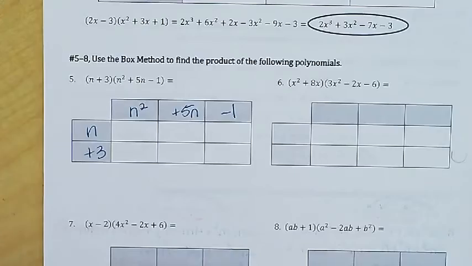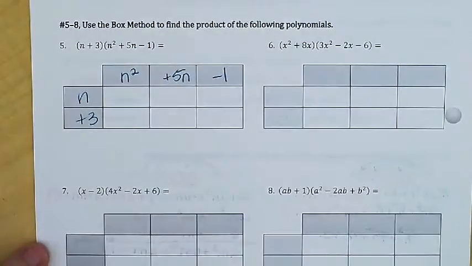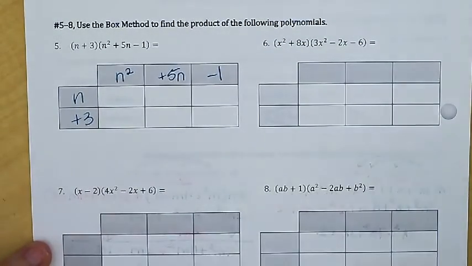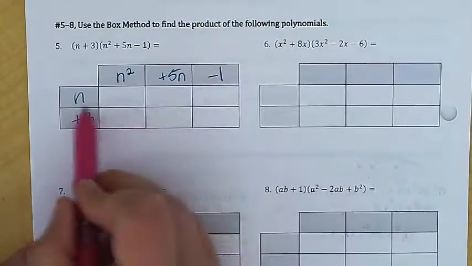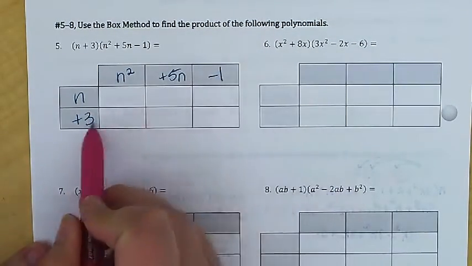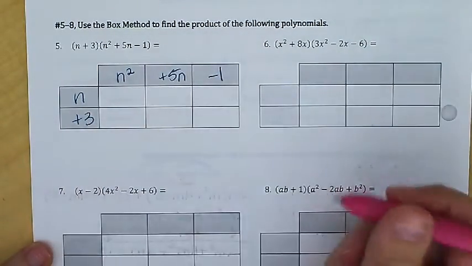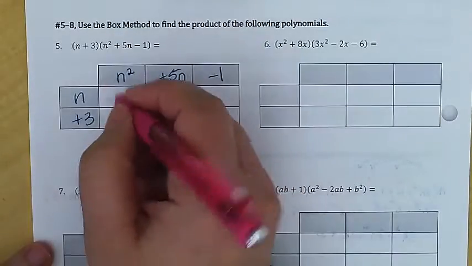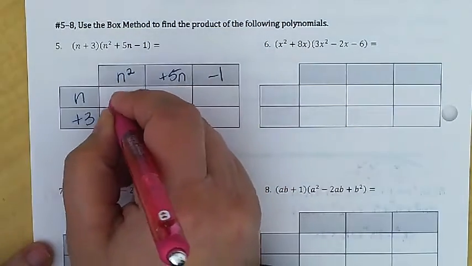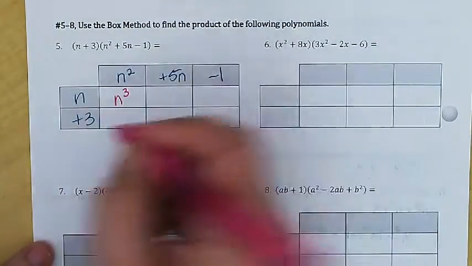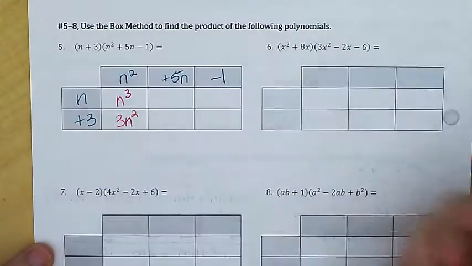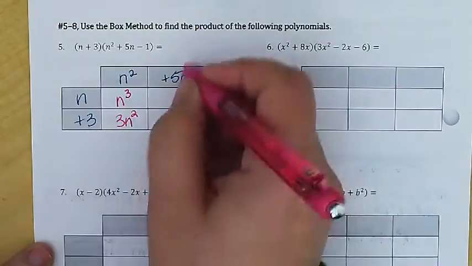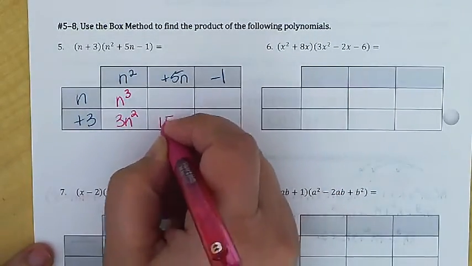And then, like I said, this really is just a nice way to keep things organized. And then you do the same work. You're going to make sure that in each of these, you write the corresponding product for each of those rows and columns. So n times n squared is n to the third. 3 times n squared is 3n squared. Let's see, 3 times 5n is 15n.